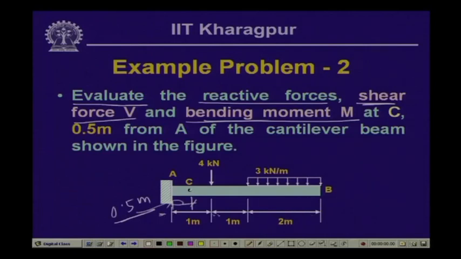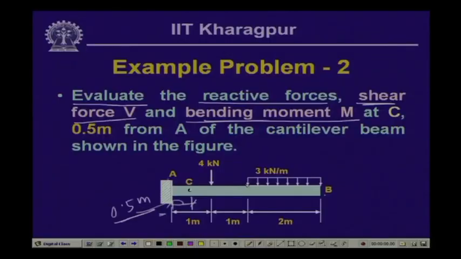Now, you can recognize this particular beam is fixed at this end and free at the other, and as we have designated, this beam is known as a cantilever beam. This beam is fixed at one end and free at the other, and it is subjected to what kinds of loading? It is subjected to uniformly distributed loading over a distance of 2 meters and a concentrated loading at a distance of 1 meter from support A.